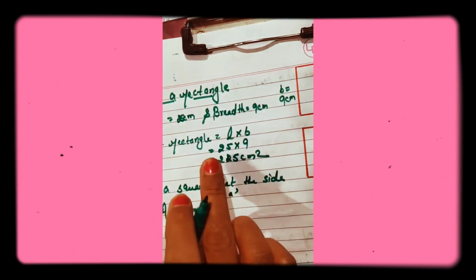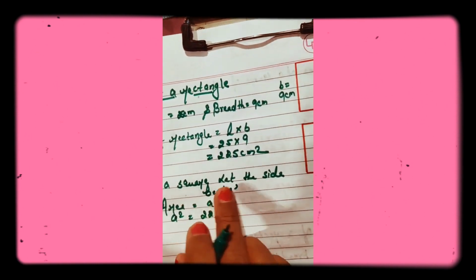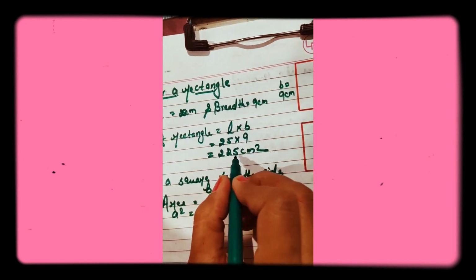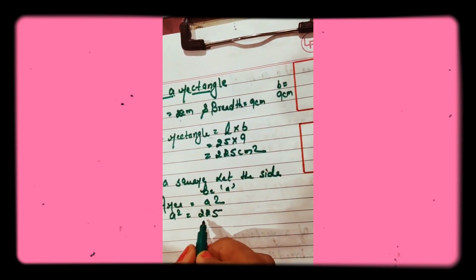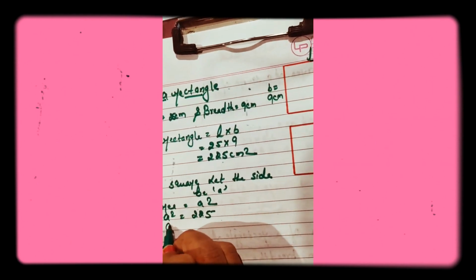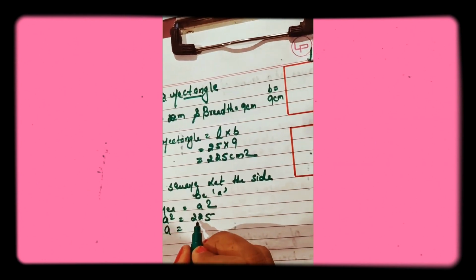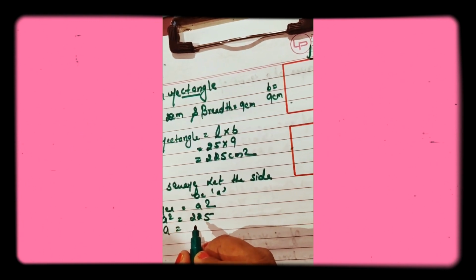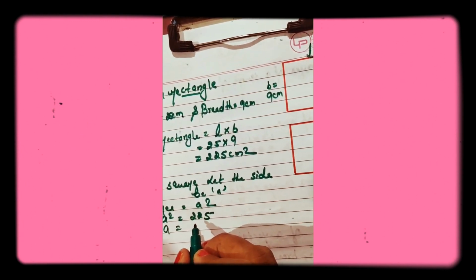Because both have equal areas. Rectangle and square have equal areas. So here is given 225. So area here also same, 225. So A equal to 225, in which table will it come? So 15 table. 15 multiplied with 15 is 225.